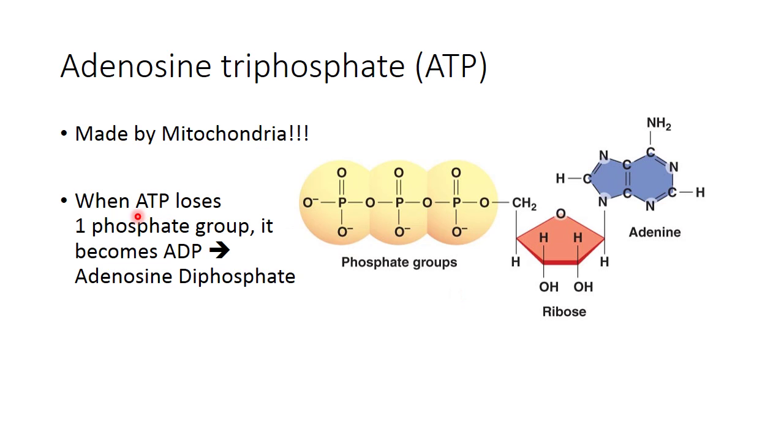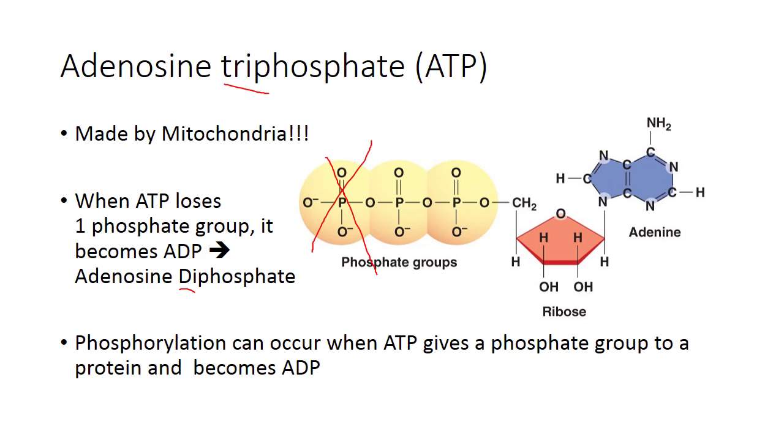And when ATP loses one phosphate group, it becomes ADP, which means adenosine diphosphate. So all you have left are 2 phosphate groups instead of 3. Di meaning 2, tri meaning 3. So 3 phosphate groups in triphosphate, 2 phosphate groups in diphosphate.